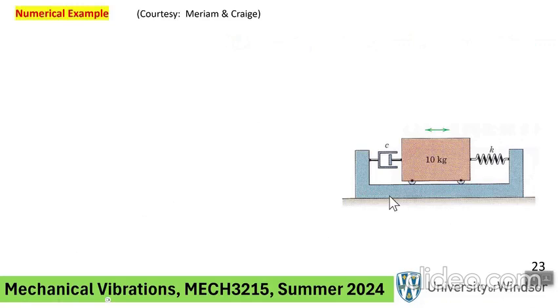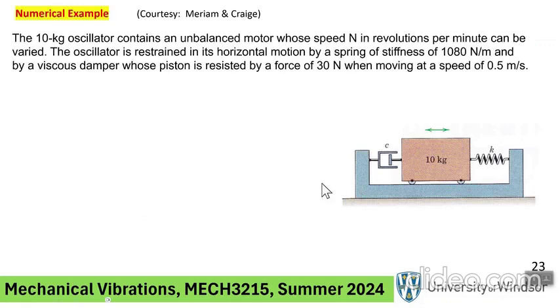Our next problem is coming out of Meriam and Kraige's dynamics book. It's a nice one, so I want to go through it with you. Suppose we have a 10 kilogram mass, and maybe in it there is a motor that's turning and it has an unbalanced mass, and the speed of that motor that's turning inside of it can be changed.